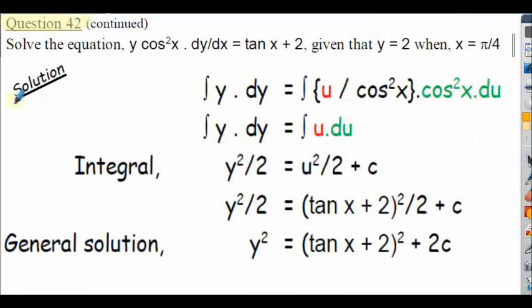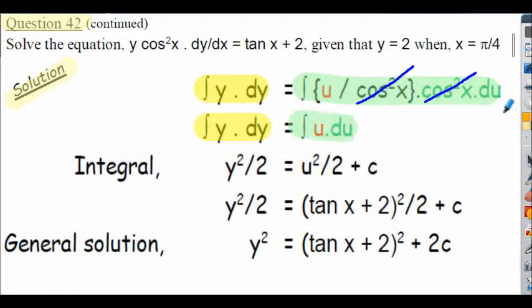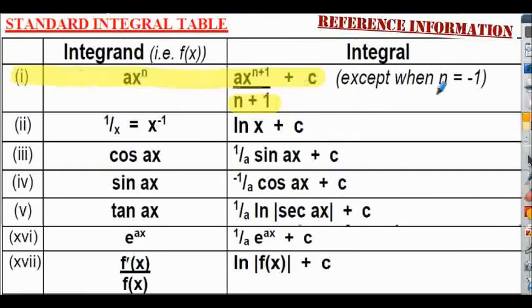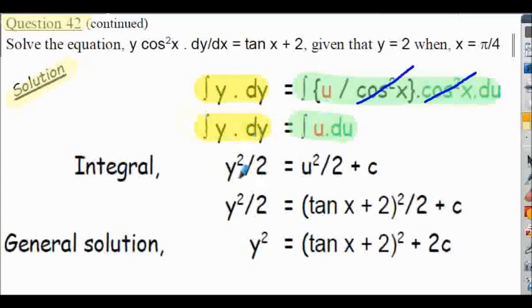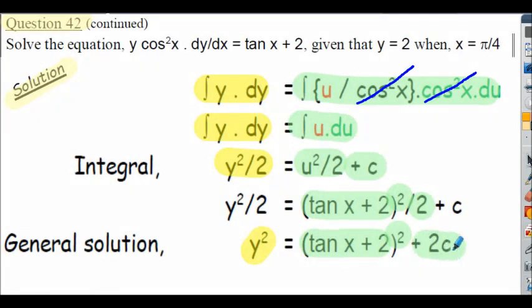Question 42, solution continued. This line repeated for convenience. So now both sides of the equation have standard integrals of the form ax to the n. So left hand side integrates to y squared divided by 2, right hand side to u squared divided by 2 plus the constant of integration, and we just back substitute for u, so we have tan x plus 2 all squared divided by 2. On the next line I simply multiplied throughout by 2, so y squared on the left hand side, and on the right tan x plus 2 all squared plus 2 times the constant of integration.